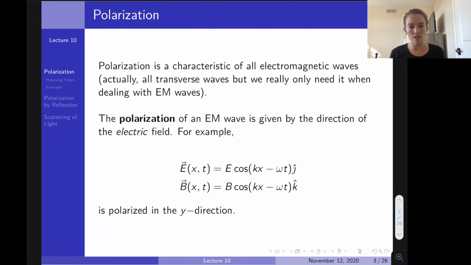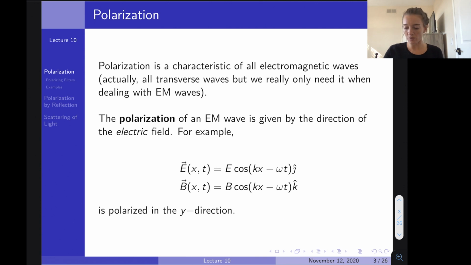Polarization is technically a characteristic that all transverse waves have, but typically when we're talking about a transverse wave on a string, we don't really need to talk about the polarization. We usually care about polarization more when we're looking at EM waves specifically, since electromagnetic waves are vector in nature. So the polarization just refers to the direction of the electromagnetic field vector.